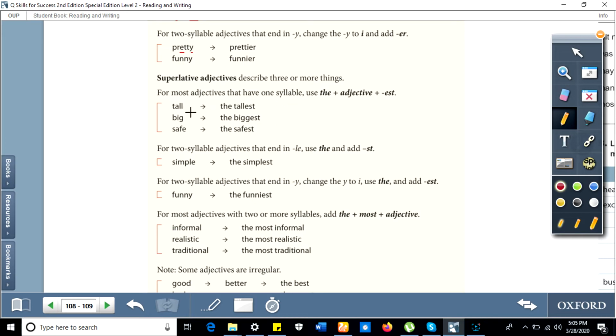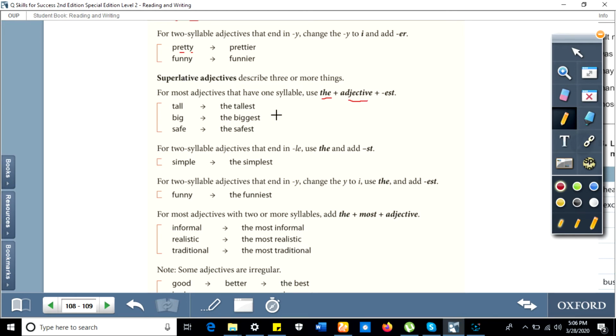For example, here, "tall" and "the tallest", right? Remember that with superlative adjectives, we have to use "the", and then the adjective after that.